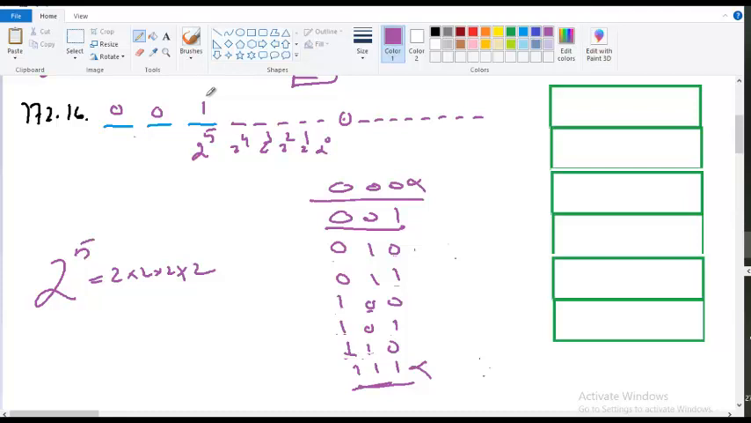Is it 16? No. 0, 1, 2, 3, 4, 5. 2 into 2 into 2. I think it is 32. Another 2. Yeah, I forgot to put another 2. It's 32.